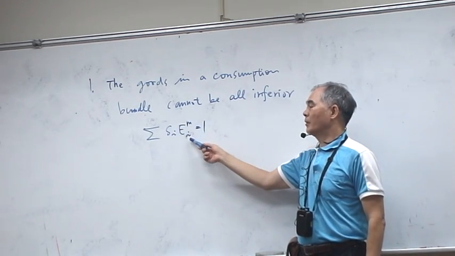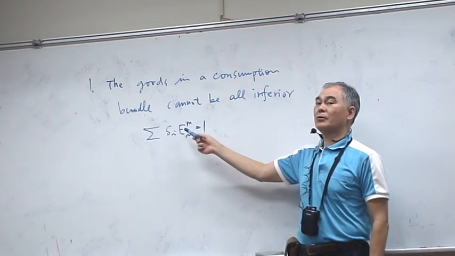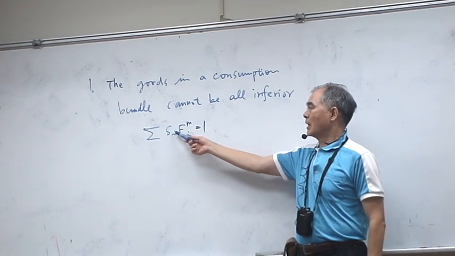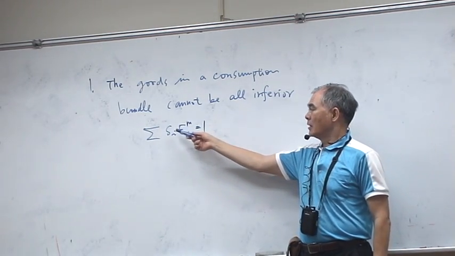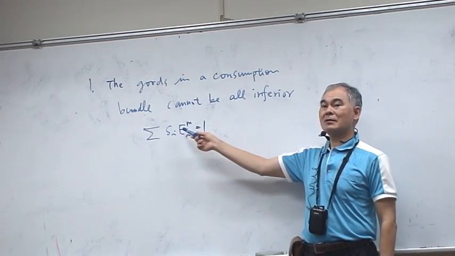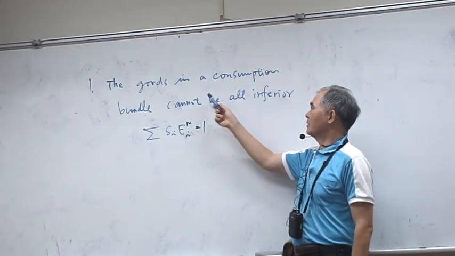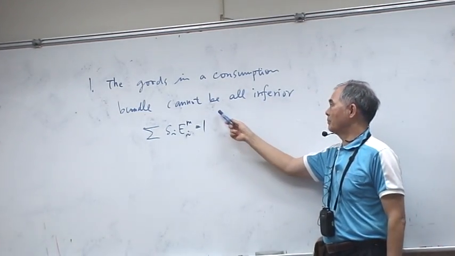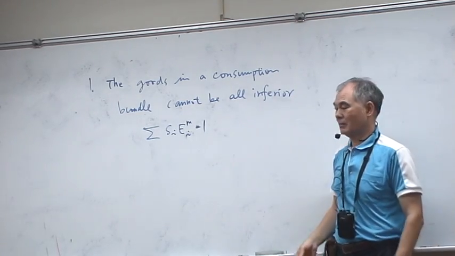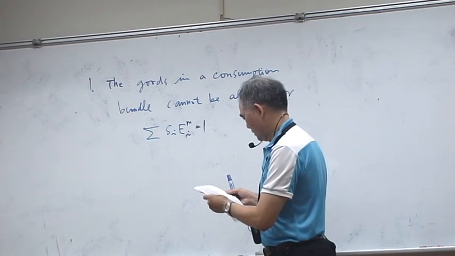And here, if you have all the goods inferior, it will be negative. So a non-negative number times a negative number can never be equal to 1. So the goods in a consumption bundle cannot be all inferior. Some of them could be inferior, but not all of them. So this is the first part of it.